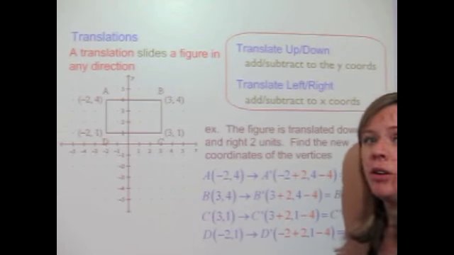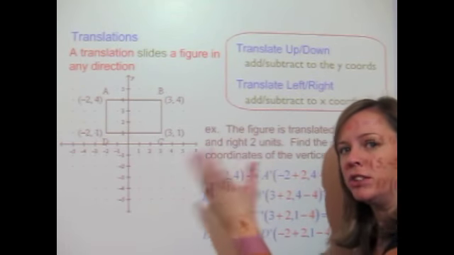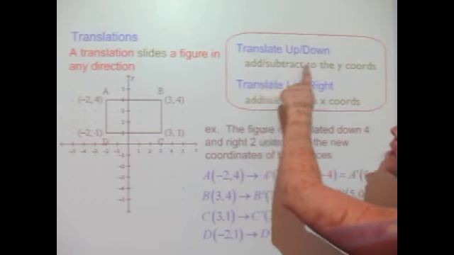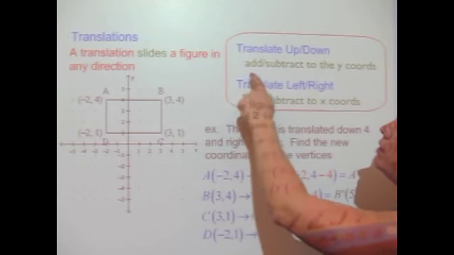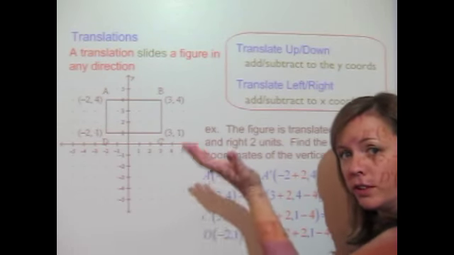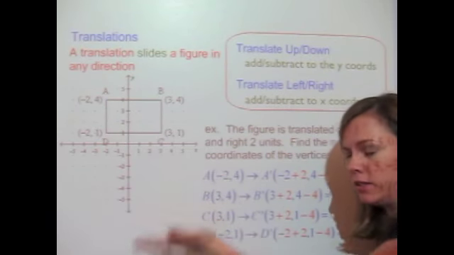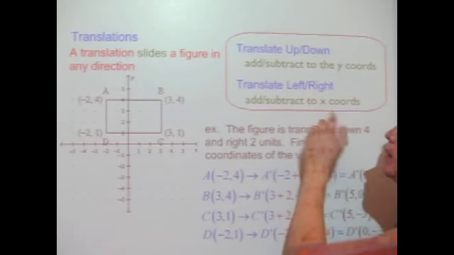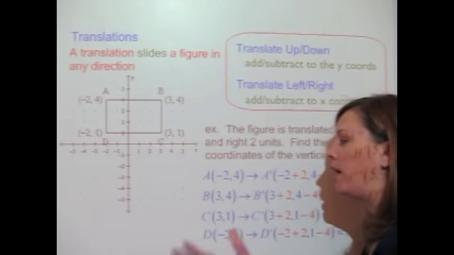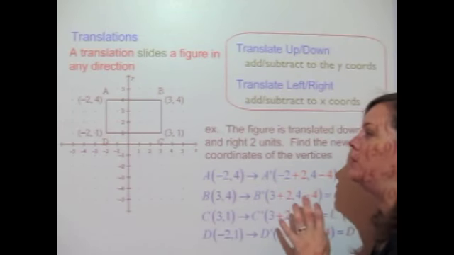One thing that you need to worry about with translations is how does that affect your coordinates and what is the notation that you use. If you translate a figure up or down, you're going to be adding or subtracting to the y value of the coordinates, right? The y value represents the rise, the up and down. If you translate left, right, you're going to add or subtract to the x coordinate. So let's look at an example and talk about the notation that we use here.